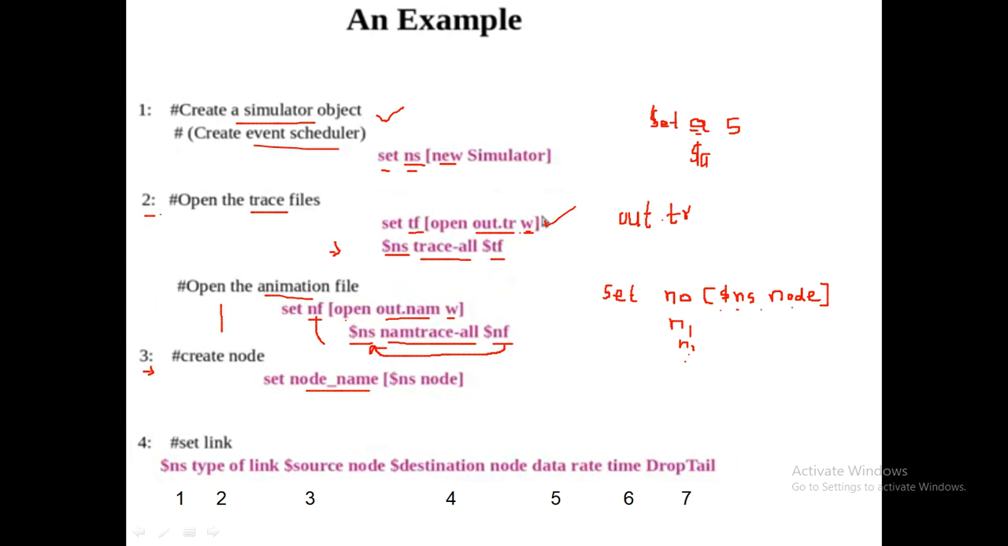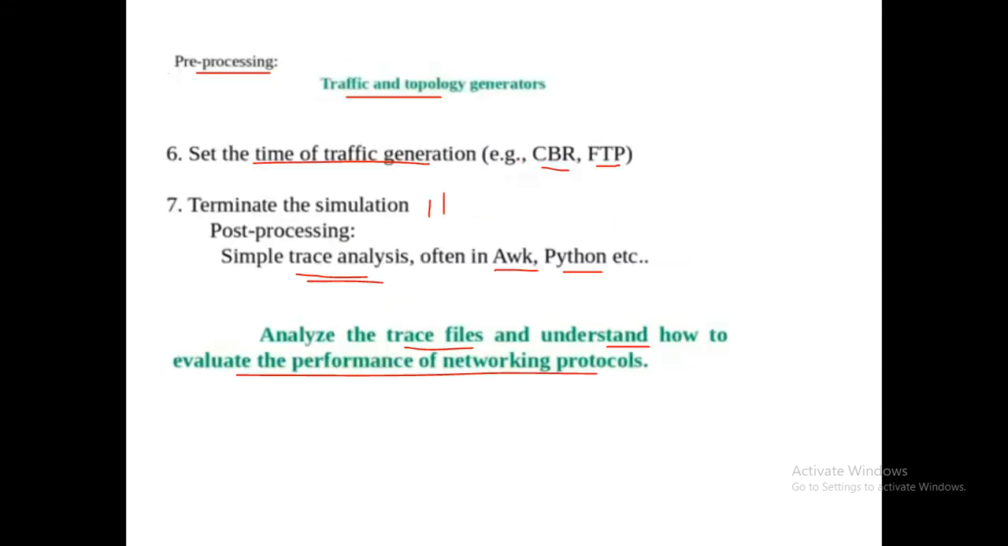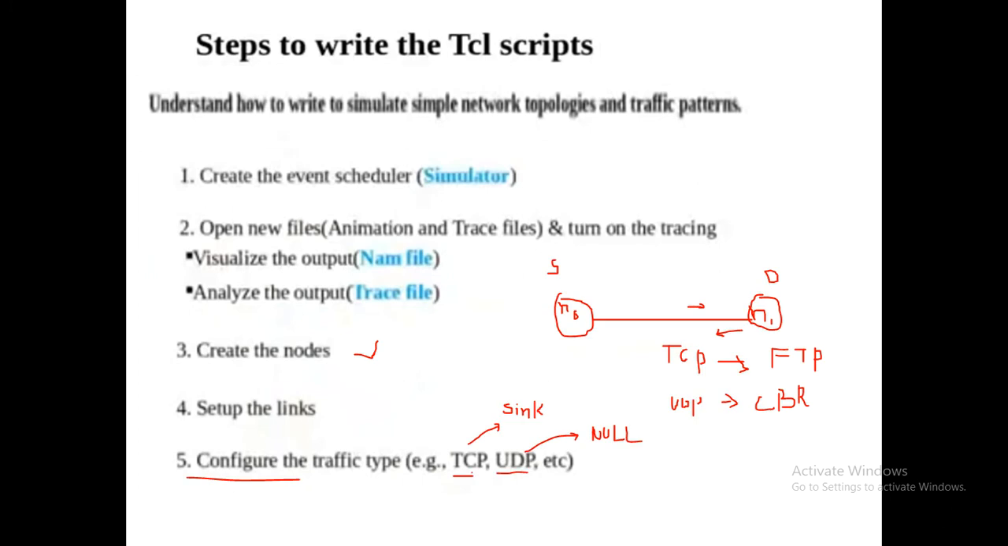Next, link, setting the link. Now this is very important here. When you are going to set the link, the syntax has a total of 7 arguments. Now we'll see what those are. First $ns, because you want everything to be linked to your network simulator. So $ns is the first argument. Next, the type of link is the second argument. What type of link are you going to create? Now here we said that you created just nodes.